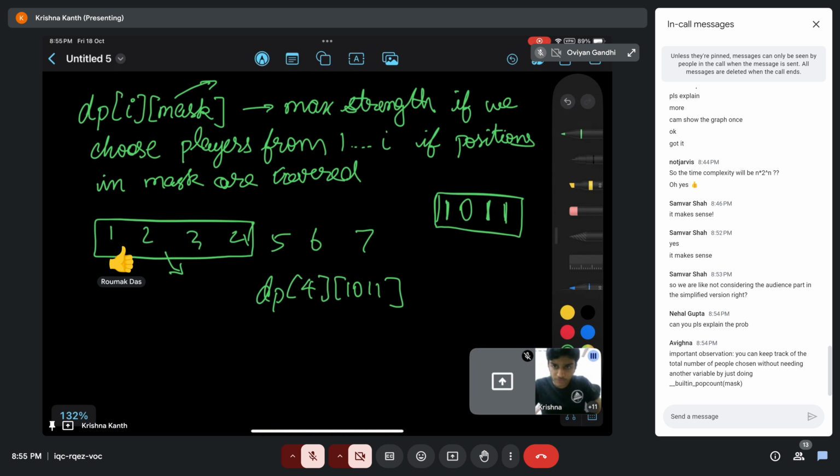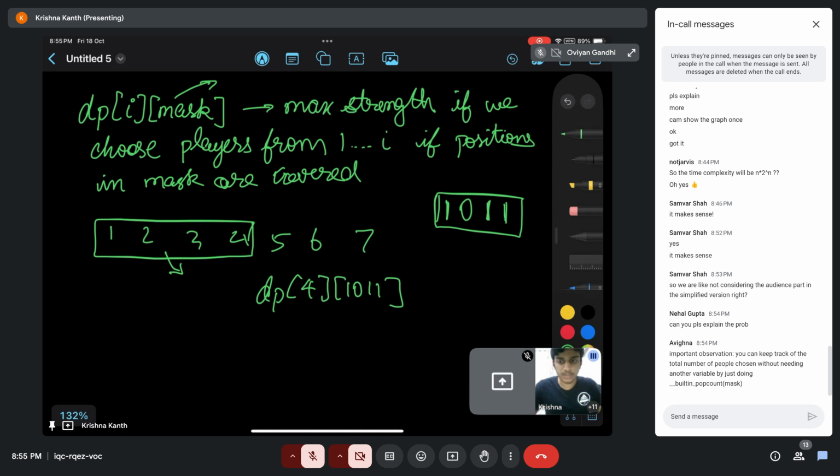Yes, Avigna, whatever you're saying is correct. Okay, someone's asking me to explain the problem. So there are n people, and n is huge. There can be up to 10 to the power 5 people, and then you have p players playing in p different positions, like in a football game. So you want to allot some players to these positions, and some people you don't need to allot as players. You can allot them as audience members to cheer.